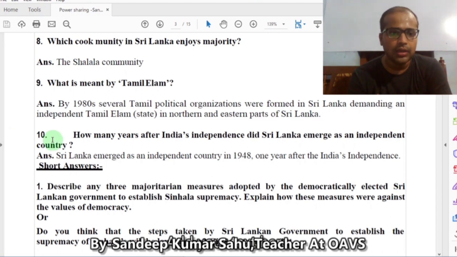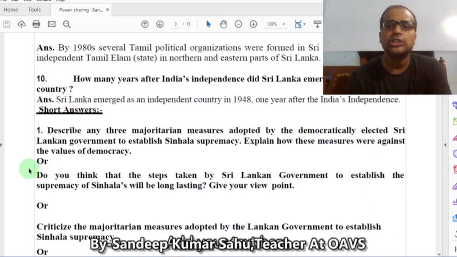Question number 10. How many years after India's independence did Sri Lanka emerge as independent? So Sri Lanka emerged as an independent country in 1948, which is 1 year later. As we know, India got its freedom on the 15th of August 1947. So exactly after 1 year, Sri Lanka became an independent country, in 1948.